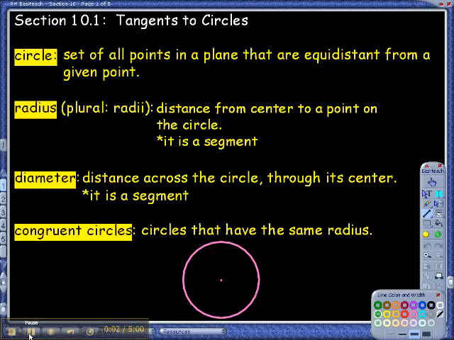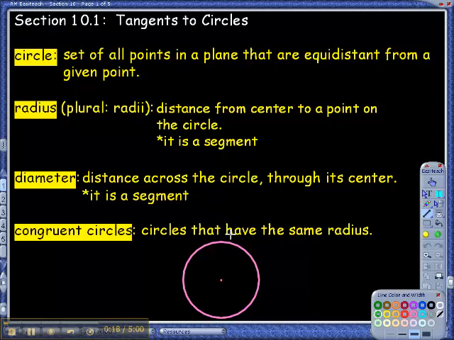Hello class. Today we're going to begin chapter 10, which is our chapter on circles. Today's focus is actually section 10.1, which is tangents to circles. The first vocabulary term is circle, which I know most of us are aware of. We've heard of circles many times before, and we've talked about them in class.